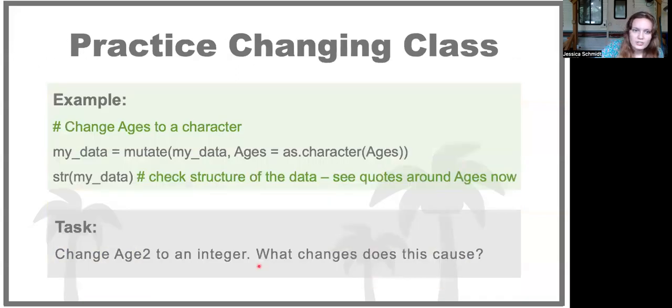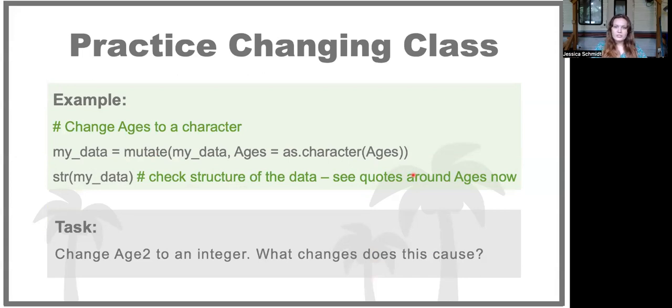Using that information, let's try a few things. First of all, I want to change ages to a character. Let's see what that does. myData equals mutate, and then myData, which is the data we want to be mutating. Ages equals as.character(ages). So I'm overwriting my entire ages column to be as.character ages. And then I'm running str(myData) to check the structure of the data.